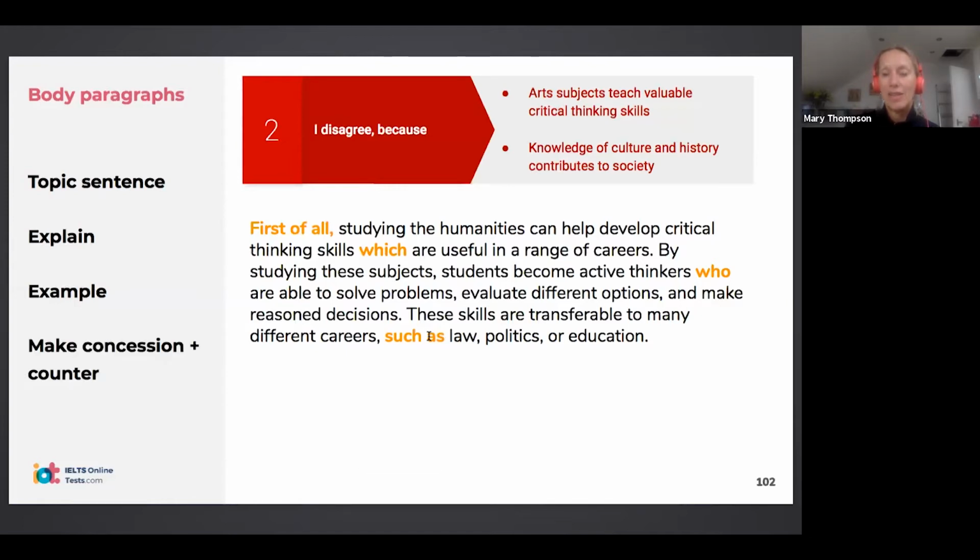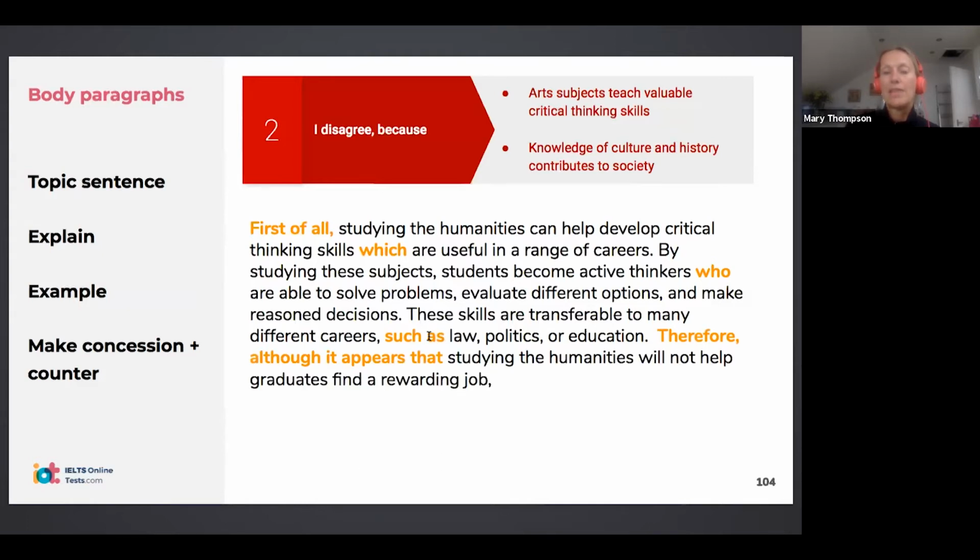Okay, and then you're making a concession. So as I said before, making a concession is really acknowledging the other side of the argument, and then you're coming back to your argument. So we've got a nice linking phrase here. So therefore, although it appears that studying the humanities will not help graduates find a rewarding job. Okay, so this is the other side of the argument. It can be argued that these skills, in fact, increase their employability.